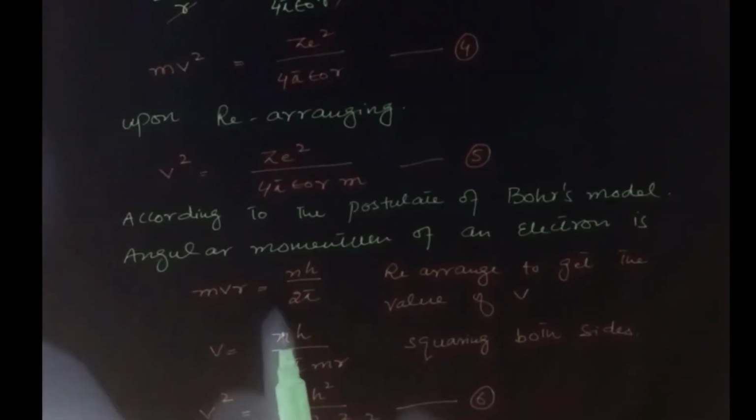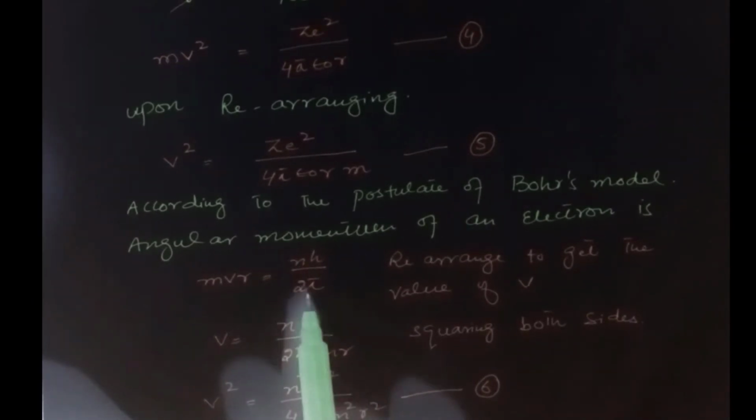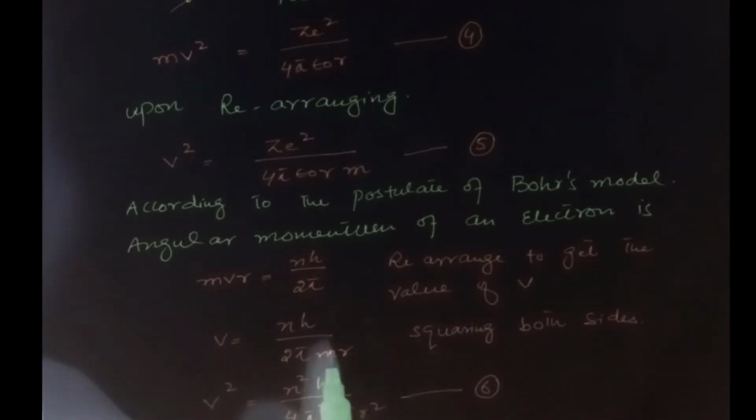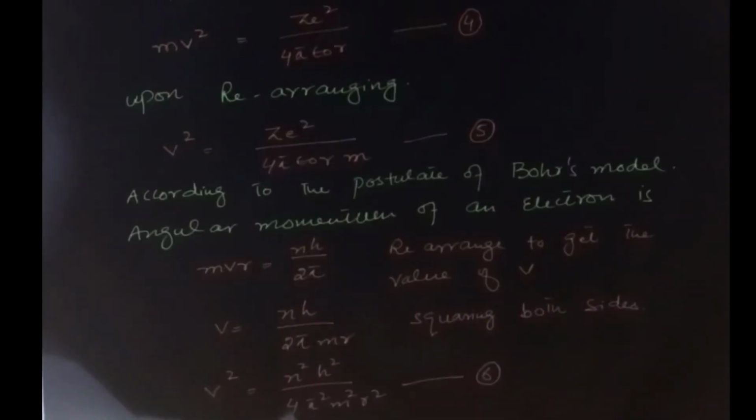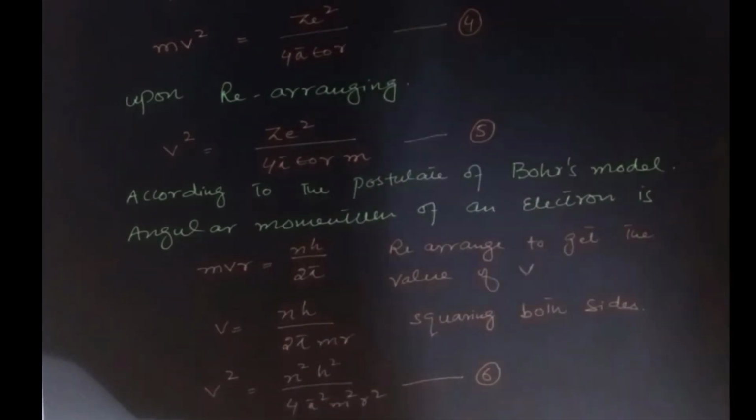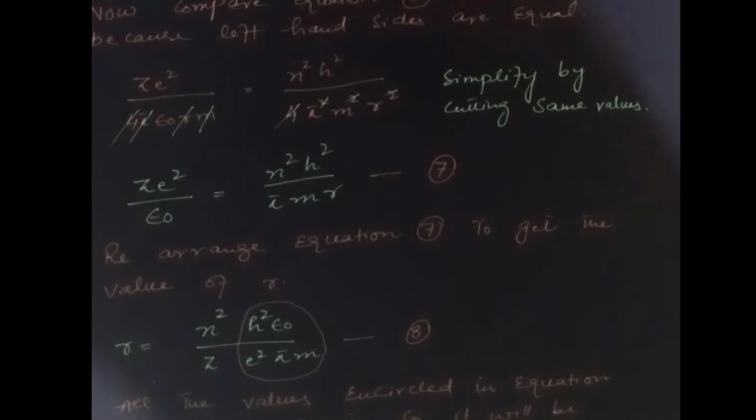Now we have to rearrange this equation so that we can get the value of v. So v will remain on the left side, and nh divided by 2 pi, with r and m going to the right side, so mr in the denominator. Now we will square this equation, squaring both sides. So v square is equal to n square h square divided by 4 pi square m square r square.